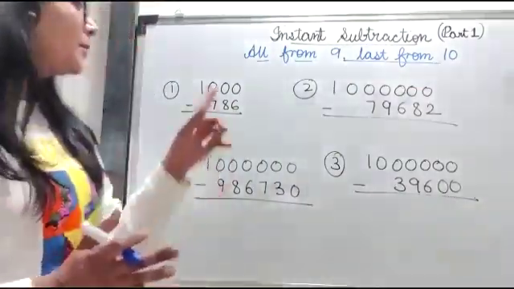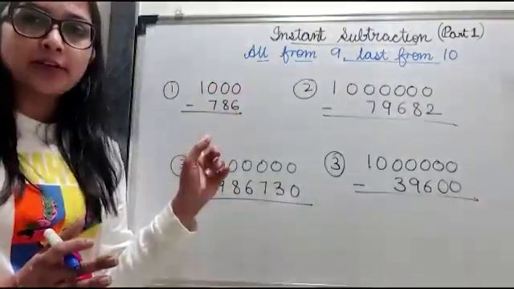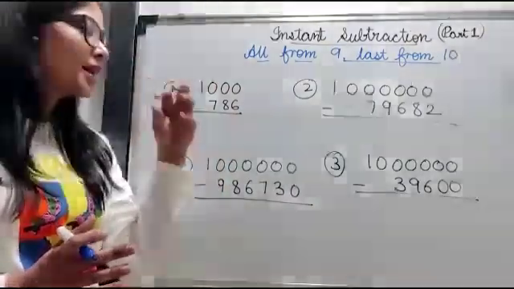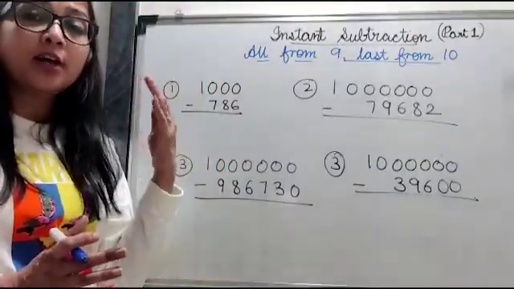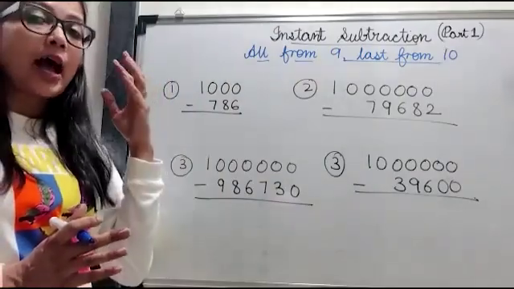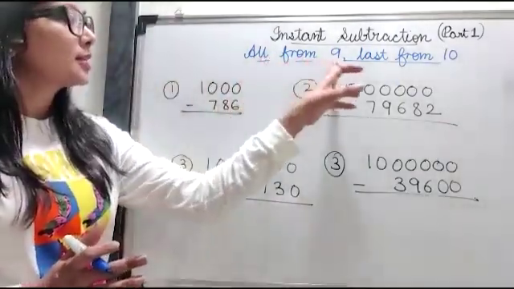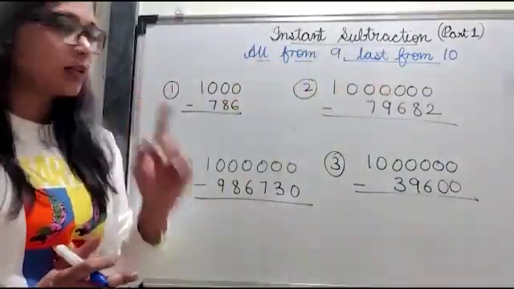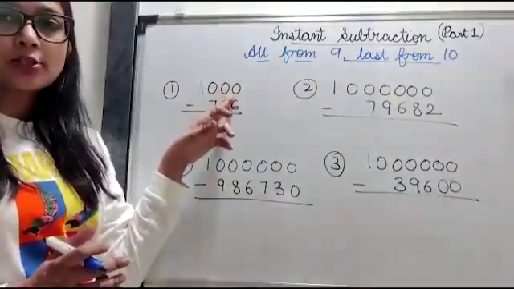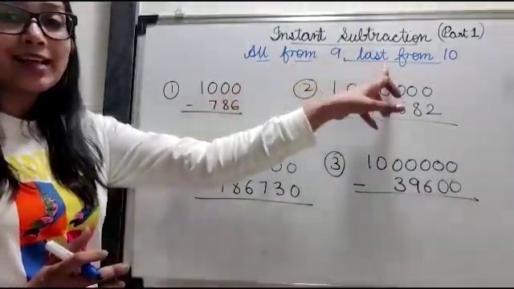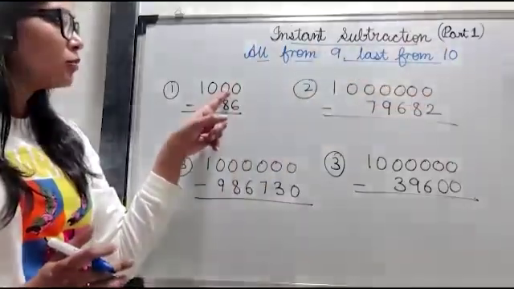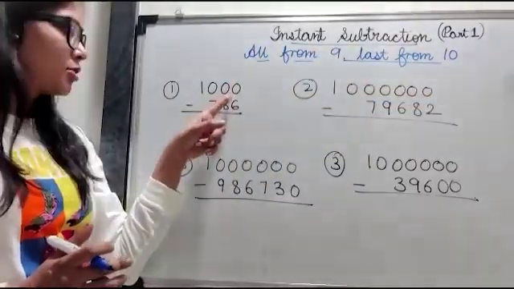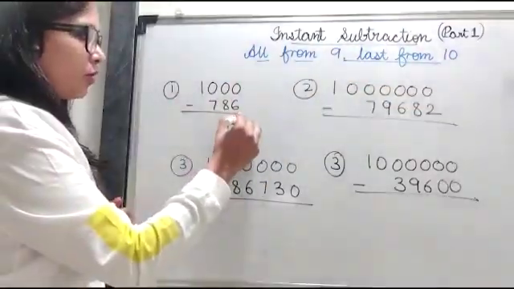So let's do this. First, it's 1000 minus 786. So in the school traditional method, you'll be cutting and borrowing and doing everything. But here, we'll just look at the numbers, apply the sutra, the concept of all from 9 and last from 10. So let's subtract the last. Assume the last 0 to be 10 because it's last from 10. So assume the last number 0 to be 10. So 10 minus 6 is 4.